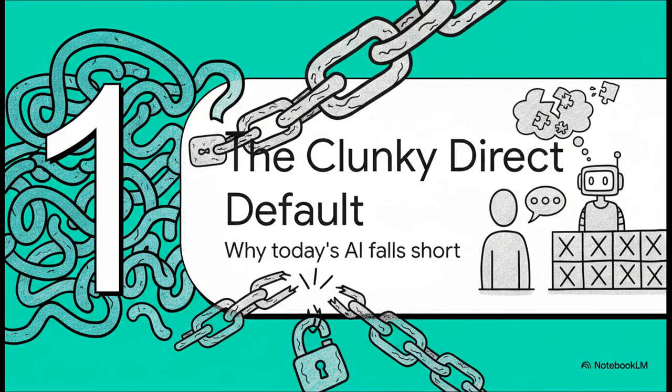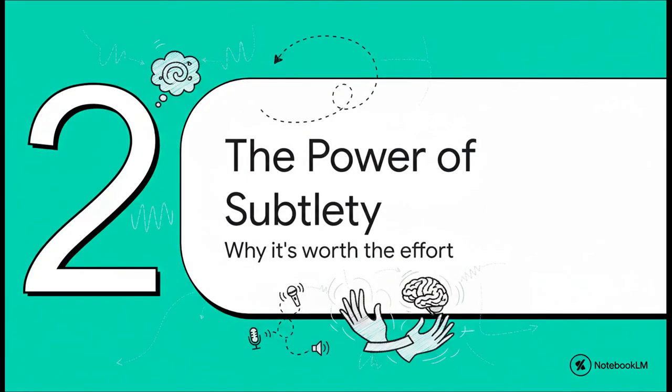Okay, so let's really get into this whole clunky direct default thing. What are we talking about? We're talking about that painful literalness that stops an AI from being a truly great partner. It kind of traps it in this conversational cul-de-sac. So what's the alternative, right? Well, it's the power of subtlety. And look, mastering an indirect tone, it's a huge challenge, no doubt about it. But the payoff? Oh, the payoff is an experience that's just more intuitive, more effective, and honestly, way more human.